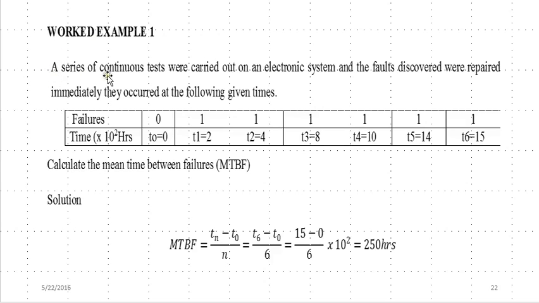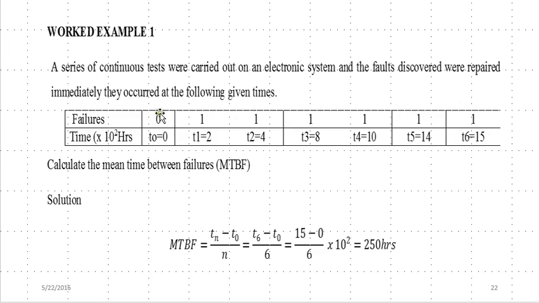It says a series of continuous tests were carried out on an electronic system, and the faults discovered were repaired immediately they occurred, and the machine continued to work. When another failure occurred, it is repaired and the machine continued to work. And these are the values we have.